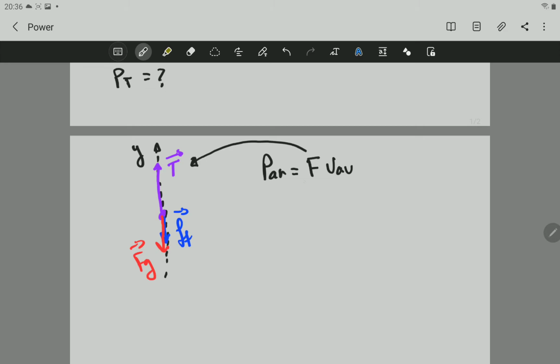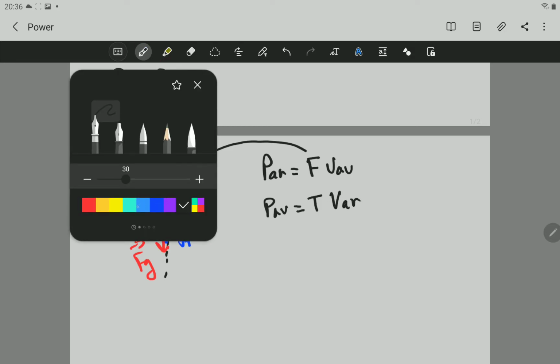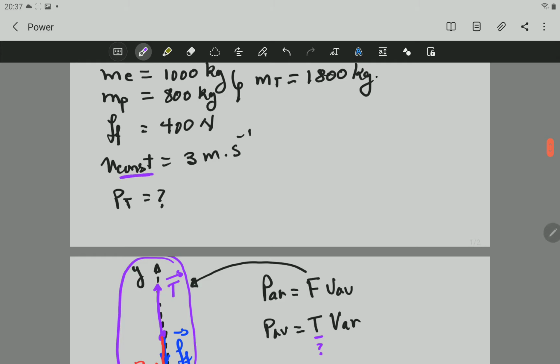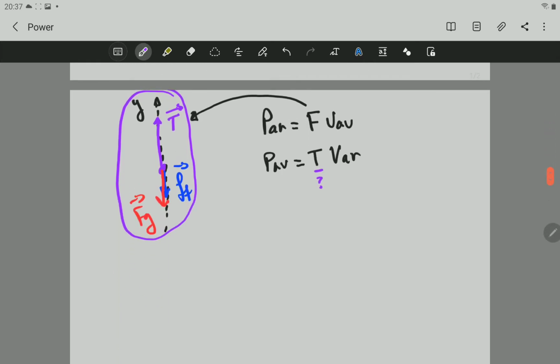Okay, so now what is the problem here? We don't have that force. That force is T. Let's write P average is equal to T multiplied by V average. However, we don't have that force. We don't know it. Now, where is that? That is in the y-axis. So we are going to use one of Newton's laws to calculate that. Now, what Newton's law can we use? Remember, the speed here is constant. If the speed is constant, we have to use Newton's first law.